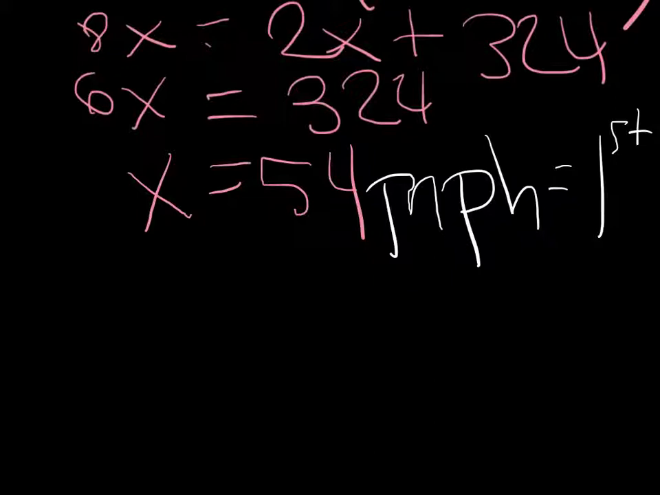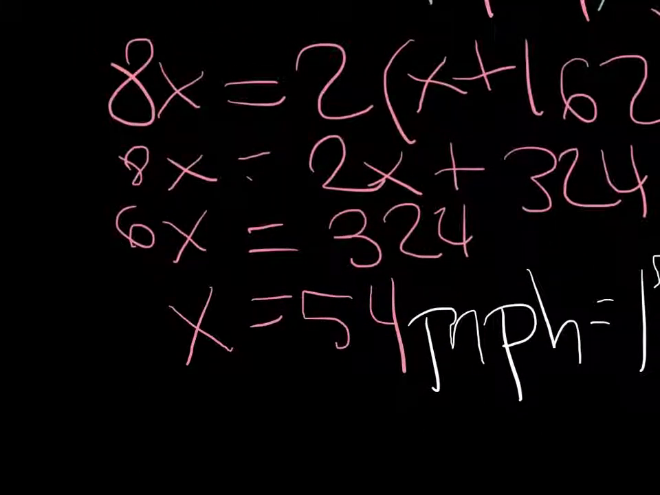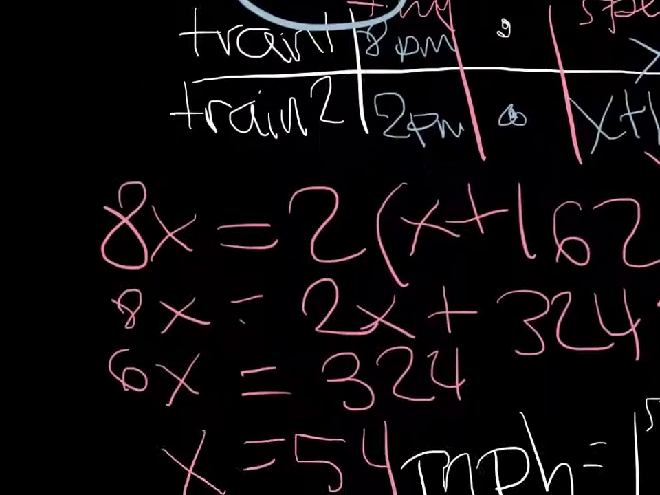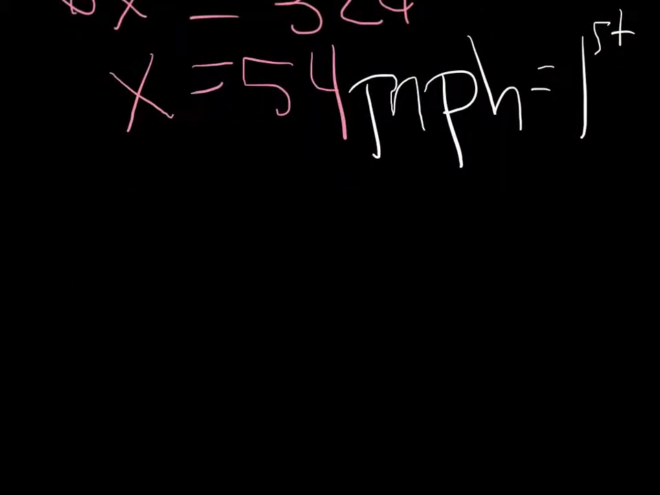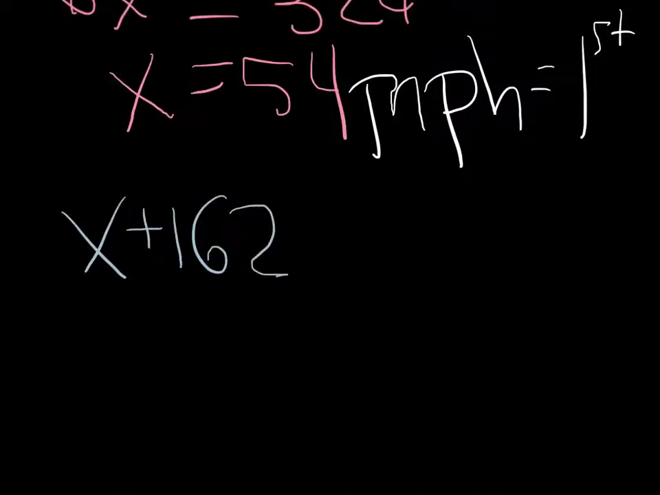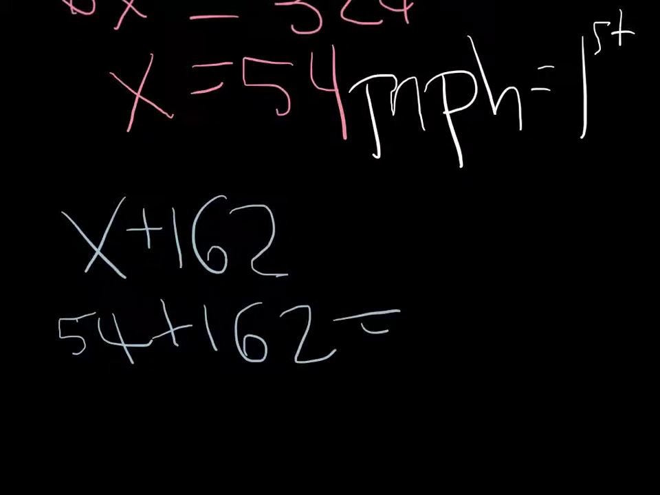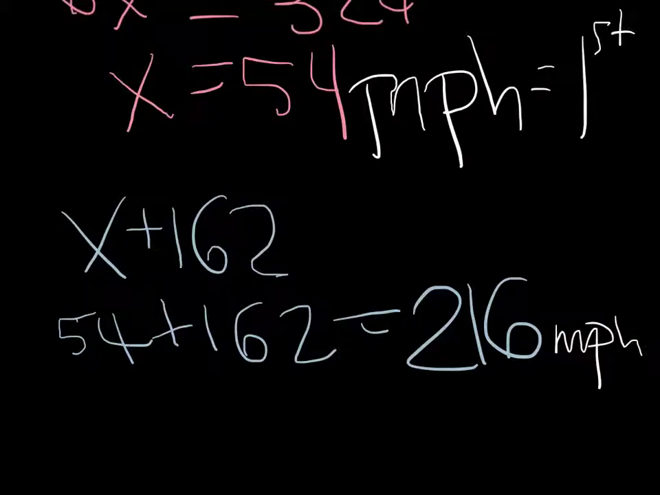Since we know the value of x, we can plug 54 into our equation for the second train. The equation for the second train is x plus 162. So we plug in 54 for x, plus 162, and we get 216 miles per hour for the second train.